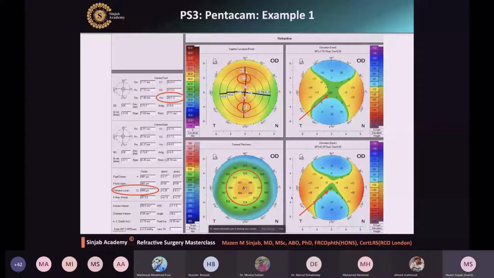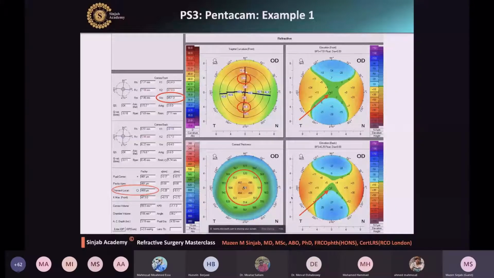Now, regarding the PS3, as you see, the KM is within the normal range. There is no inferior superior asymmetry. We look at the thinnest location numbers, the elevation maps corresponding to the thinnest location, and we look at the pattern of the corneal thickness. Then we look at the thinnest location. The thinnest location is less than 500 microns. So this is a warning sign.